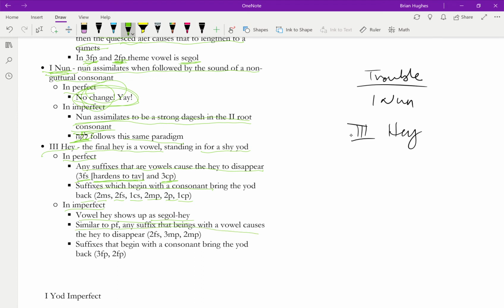Similarly to the perfect, any suffix that begins with a vowel causes the hey to disappear. So the hirek yod of the second feminine singular, or the shurek of the third masculine and second masculine plural, the hey will just go, and we won't have any evidence of it having been there. Whereas in the third feminine plural and the second feminine plural, which has that na ending, the noon kametz hey, because it's a suffix, that's going to bring the yod out of hiding.